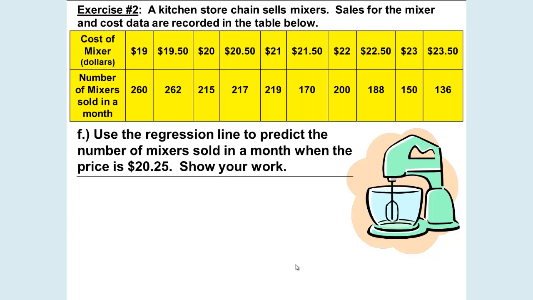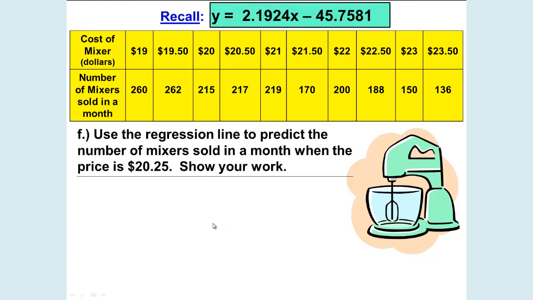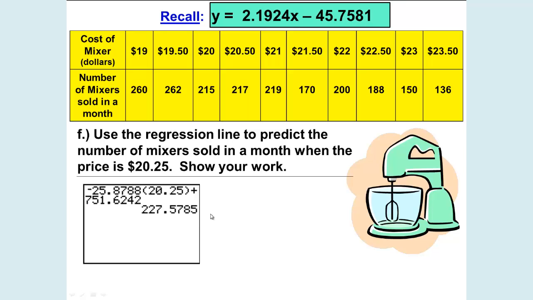For part F, we're going to use the regression line to predict the number of mixers sold in a month when the price is $20.25. Recall that our equation is y equals 2.1924x minus 45.7581. And we can type that. This is the screenshot of typing it in on the calculator. But remember, what we're doing is plugging 20.25 in place of the x.